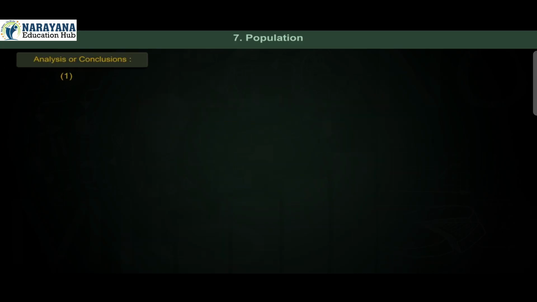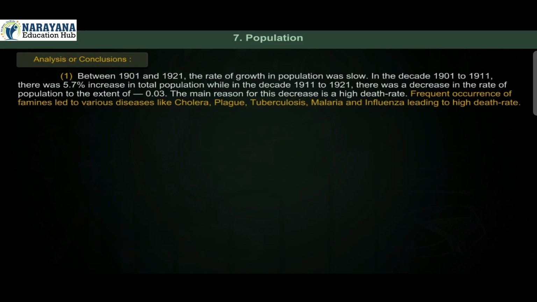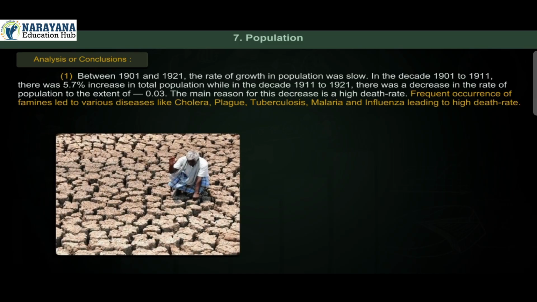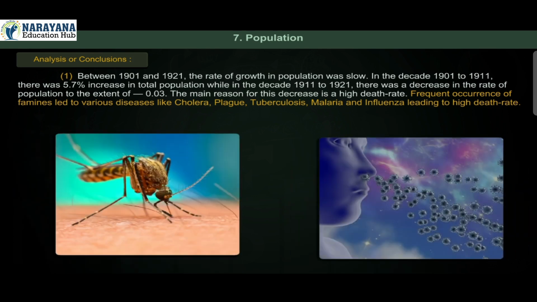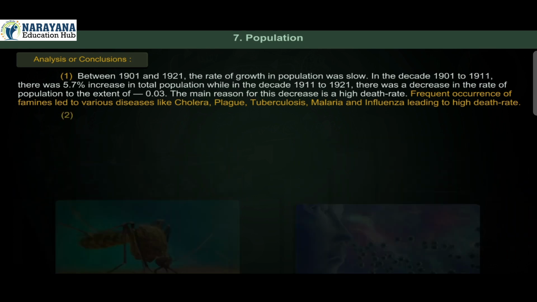Analysis or conclusions. First, between 1901 and 1921, the rate of growth in population was slow. In the decade 1901 to 1911, there was a 5.7% increase in total population, while in the decade 1911 to 1921, there was a decrease in the rate of population to the extent of minus 0.03. The main reason for this decrease is a high death rate. Frequent occurrence of famines led to various diseases like cholera, plague, tuberculosis, malaria, and influenza, leading to a high death rate.